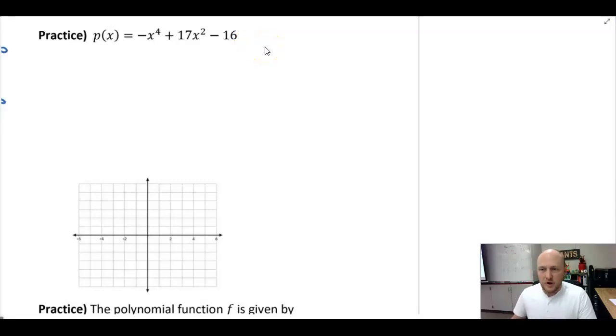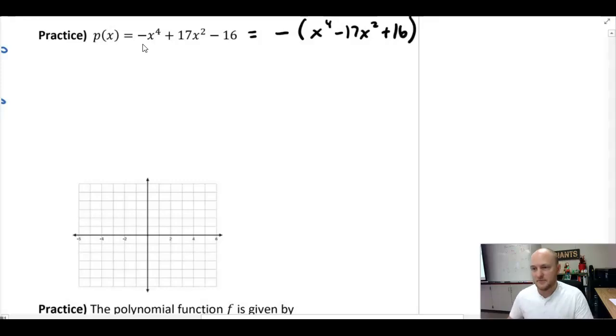Hopefully you paused and tried this. The problem that's throwing this off is the negative. If you just want to get rid of it, get rid of it. I'm going to take away a negative from everything. I get x to the 4th minus 17x squared plus 16. That makes factorization much easier. Pause and finish this off if you haven't, and I'll continue going.